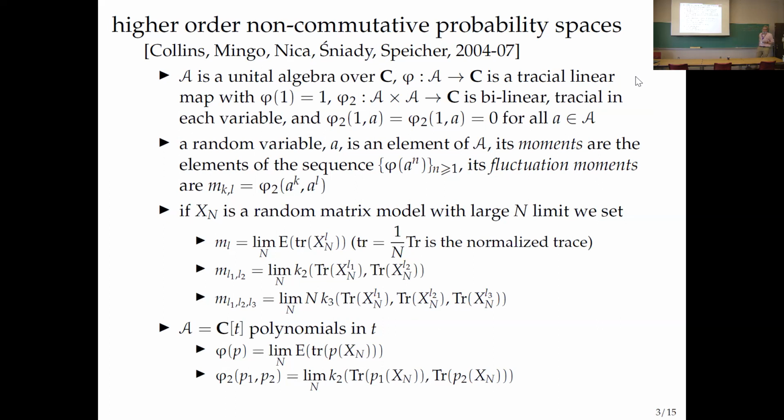Okay, so why would you ever do this? Well, if you take an element a and take these numbers, we call those the moments. And if you put a to the k and a to the l, you call that the m_kl fluctuation moment.